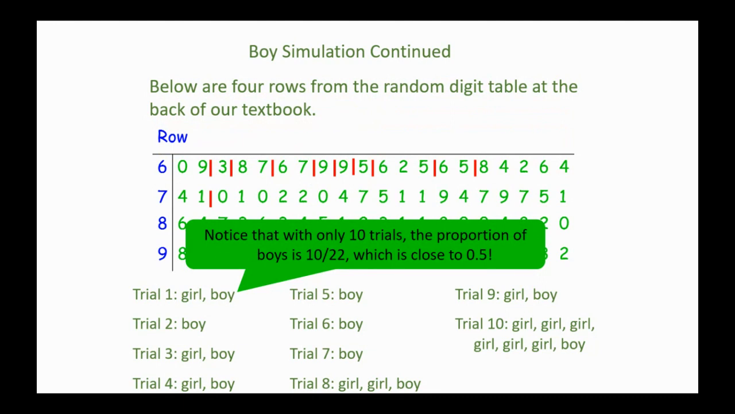Are we supposed to put trials down? It's up to you. You can, or, I mean, y'all have the random digit table, so the only problem with that would be you don't have the table. Use this.